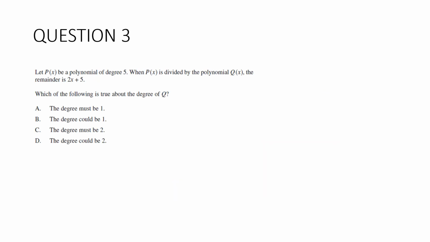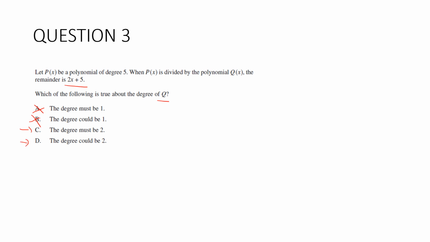Question 3. Let p(x) be a polynomial of degree 5. When p(x) is divided by the polynomial q(x), the remainder is 2x + 5. Which of the following is true about the degree of q? Now, it's easy to see that it's not A or B. The degree of q cannot be 1 because the remainder has to have a degree 1 less than the divisor. But is it C or is it D?